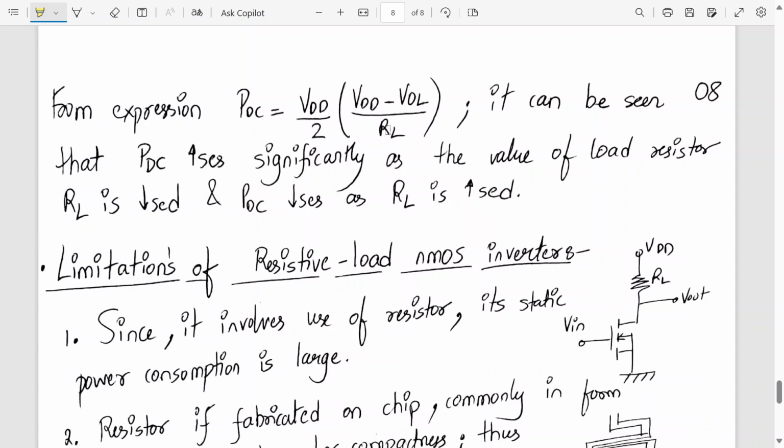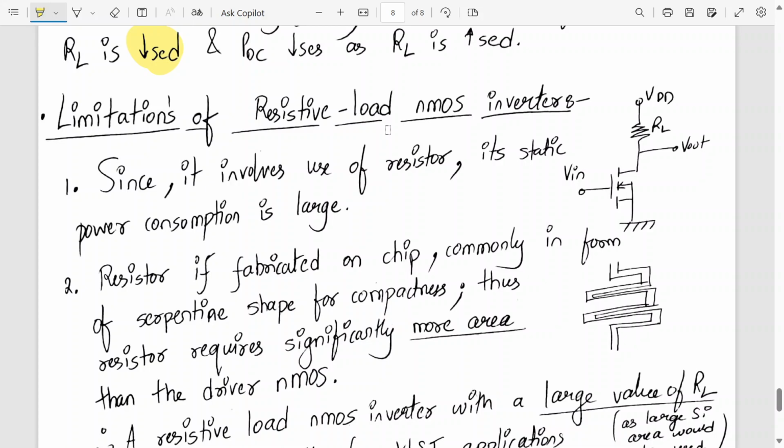Okay, so from this expression, it is clear that the power dissipation will increase significantly as the value of the load resistor is reduced, and power dissipation will decrease as our RL is increased. Now first of all, let us tell you why it is a wrong idea to select a resistive load. I mean, what are the limitations of the resistive load circuit? In integrated circuit design, wherever possible, we use resistors minimum, because in terms of layout, if you see this serpentine structure, it occupies a very large space.